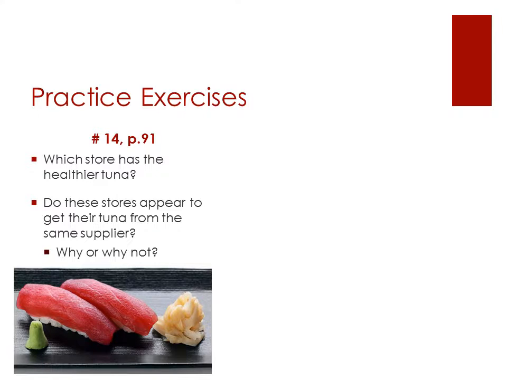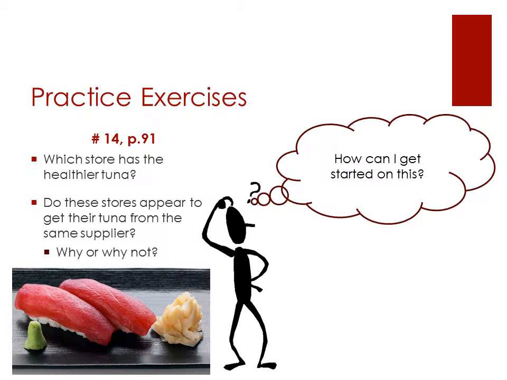And we're answering two questions here with the sample data. So the data that we have is the ppm level of mercury in the sushi tuna. So the two questions we have is which store has the healthier tuna? And then the second question is, do these stores appear to be getting their tuna from the same supplier? So let's think about how we can get started on this and work our way through a question like this one step at a time.